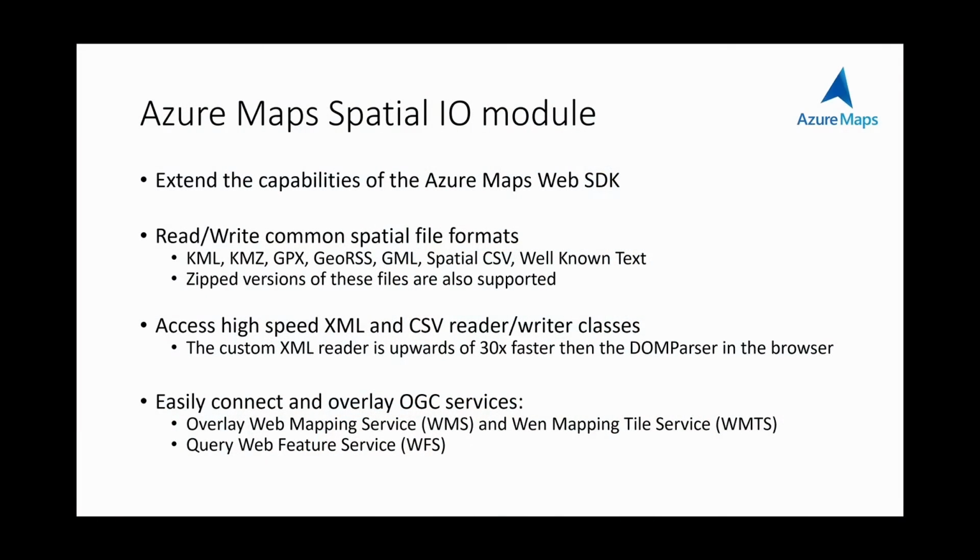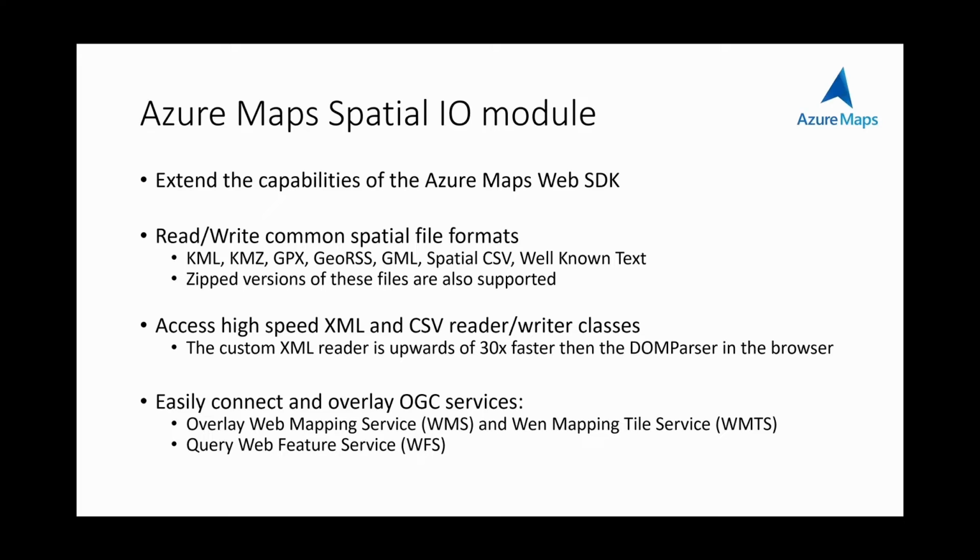Awesome, Ricky. So today you're here to tell us a bit about a new set of APIs for the Web SDK. So what is it? Yeah, so we introduced this new thing called the Spatial I/O module, which extends our Web SDK and has a lot of great capabilities. And actually, I have a slide with all these details. So the Spatial I/O module, as I said, extends the Web SDK and adds in the ability to import and export common spatial file formats.